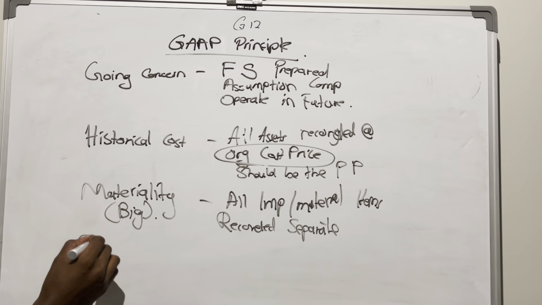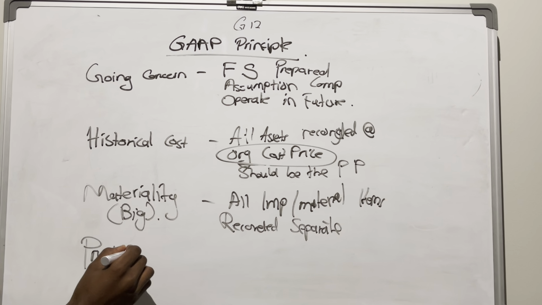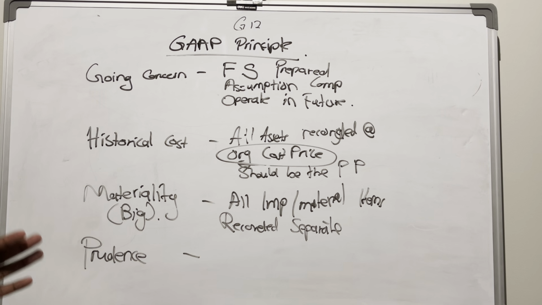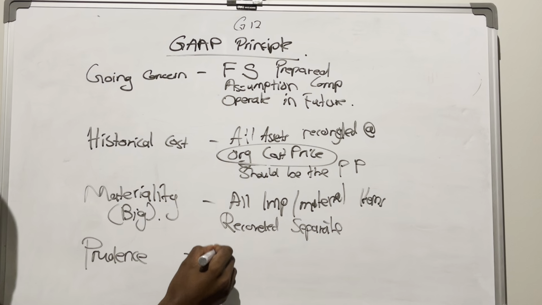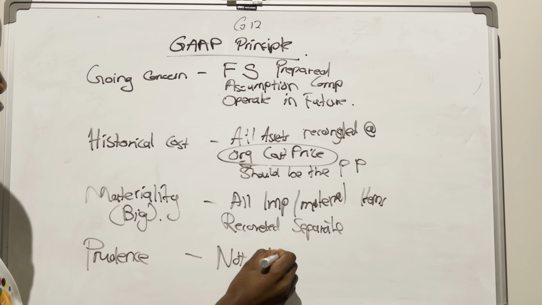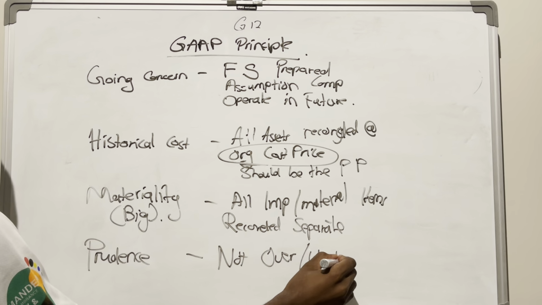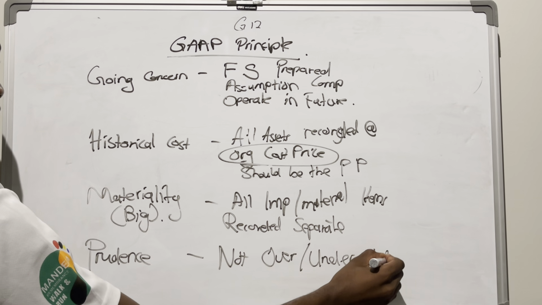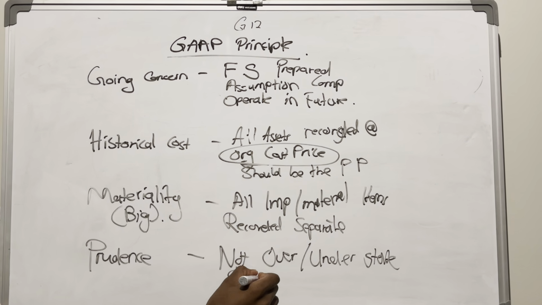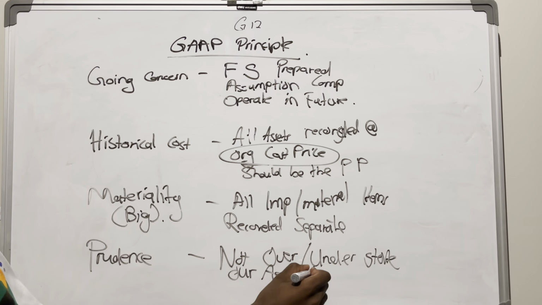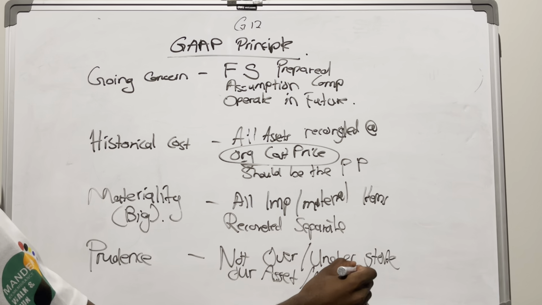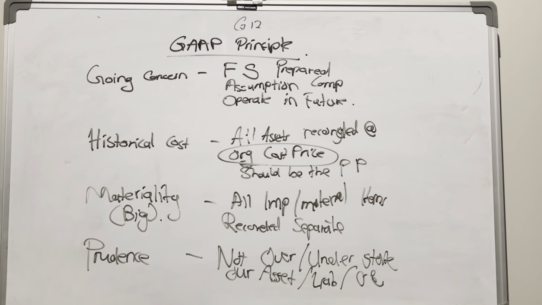After that, we move on to prudence. What does prudence basically say? It says that we should not over or understate our assets, liabilities, or owner's equity. It really just wants all items to be recorded correctly at the correct price.